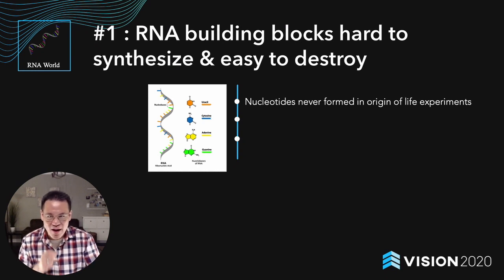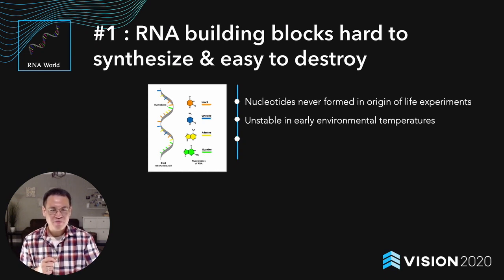And then what we find is that they're also very unstable in the early environmental temperatures. At the time, it was really, really hot. And we find that at even 100 degrees Celsius, cytosine, one of the bases, has a half-life of only 19 days. That's extremely short compared with the time necessary to form the first functional RNA enzyme by trial and error.